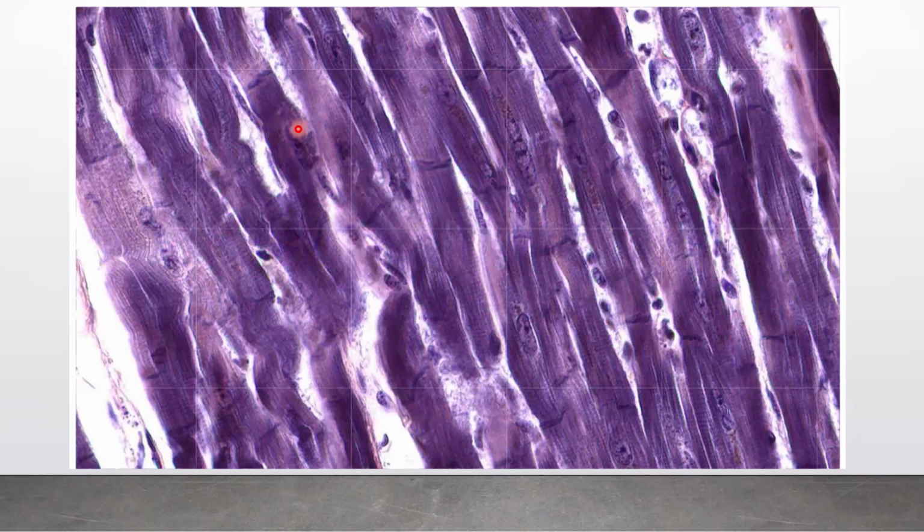So remember the other characteristics that I talked about: centrally located nuclei, not peripheral. You can appreciate that the nuclei are somewhat rounded, not flattened, and that the cells are short, quadrangular in shape, and highly branched.